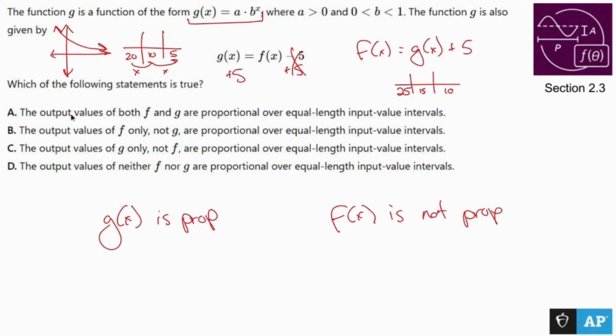So the output values of both are proportional? Nope. The output values of f only, not g, are proportional? Nope. The output values of g only, not f, are proportional? Yep. And neither? Nope. Tricky problem, very strange, but that's how you do it. The answer is C.